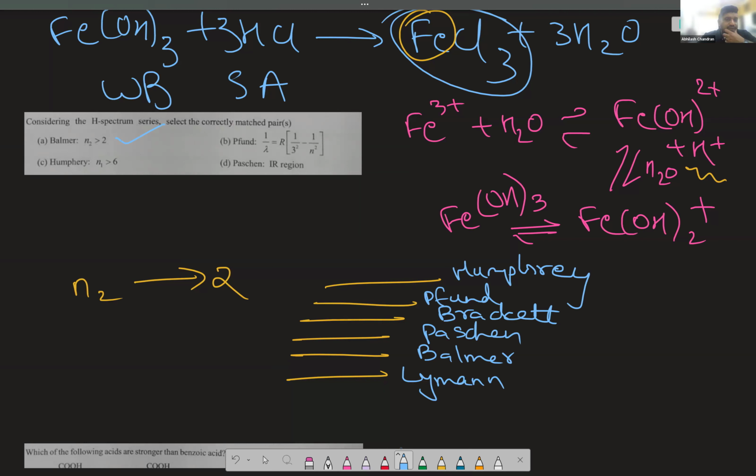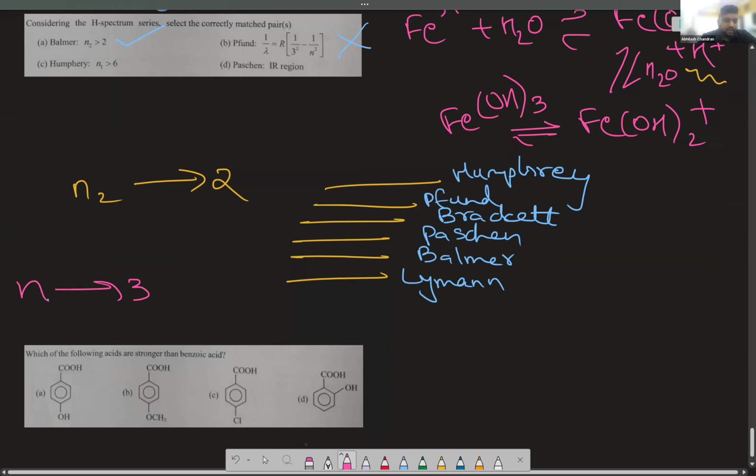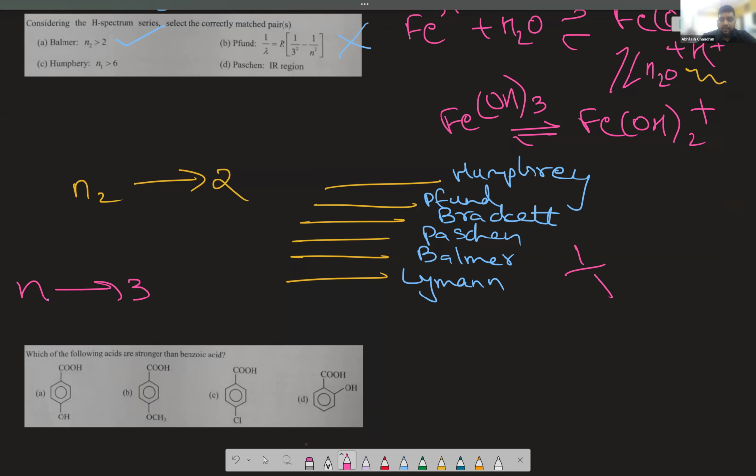Pfund series, what we see here is 1 by lambda, the wave number, is R into 1 by 3 square minus 1 by n square. This is wrong. This is your Paschen series, right? So this is a transition from n to 3. Whenever you have a transition from some n to 3, we say that the formula for wave number, right? So Rydberg equation says that 1 by lambda, the wave number nu bar, is R Z square into 1 by n1 square minus 1 by n2 square.